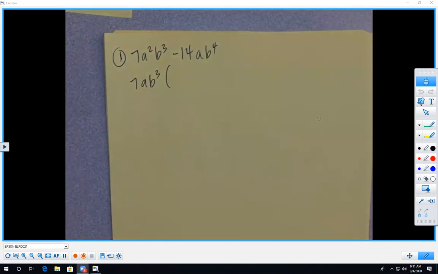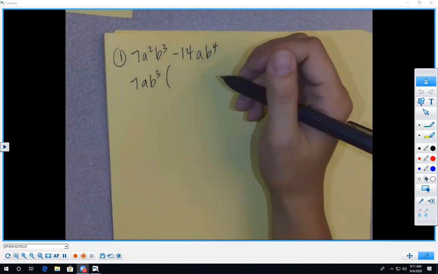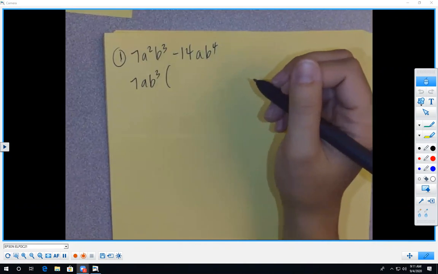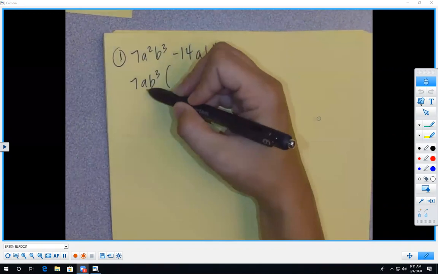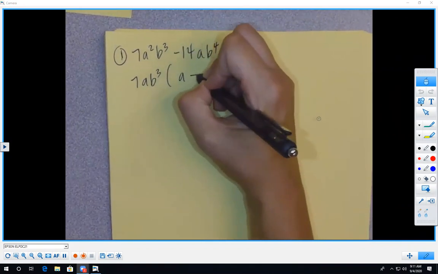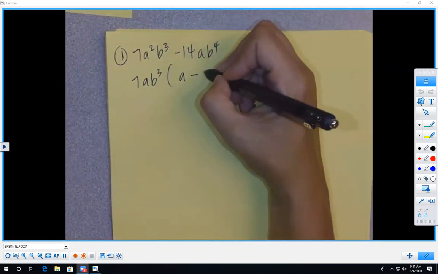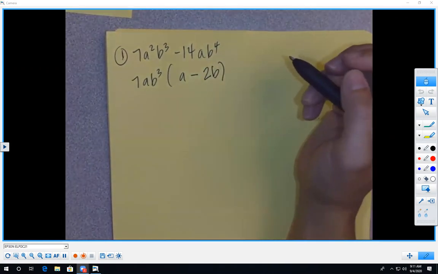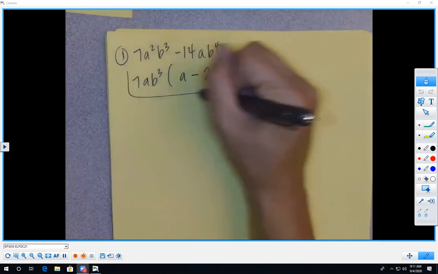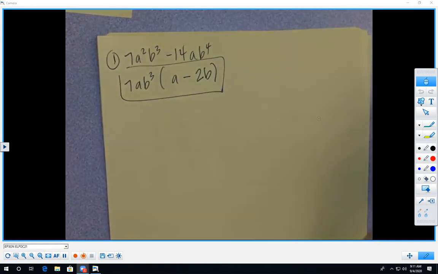So on the first one, you should have gotten a GCF of 7a b to the third. That's the most you can take out of all of them. When I divide out the first one, I'm left with a. When I divide out the second one, I'm left with 2b. So 7a b to the third times a minus 2b. Questions about that?